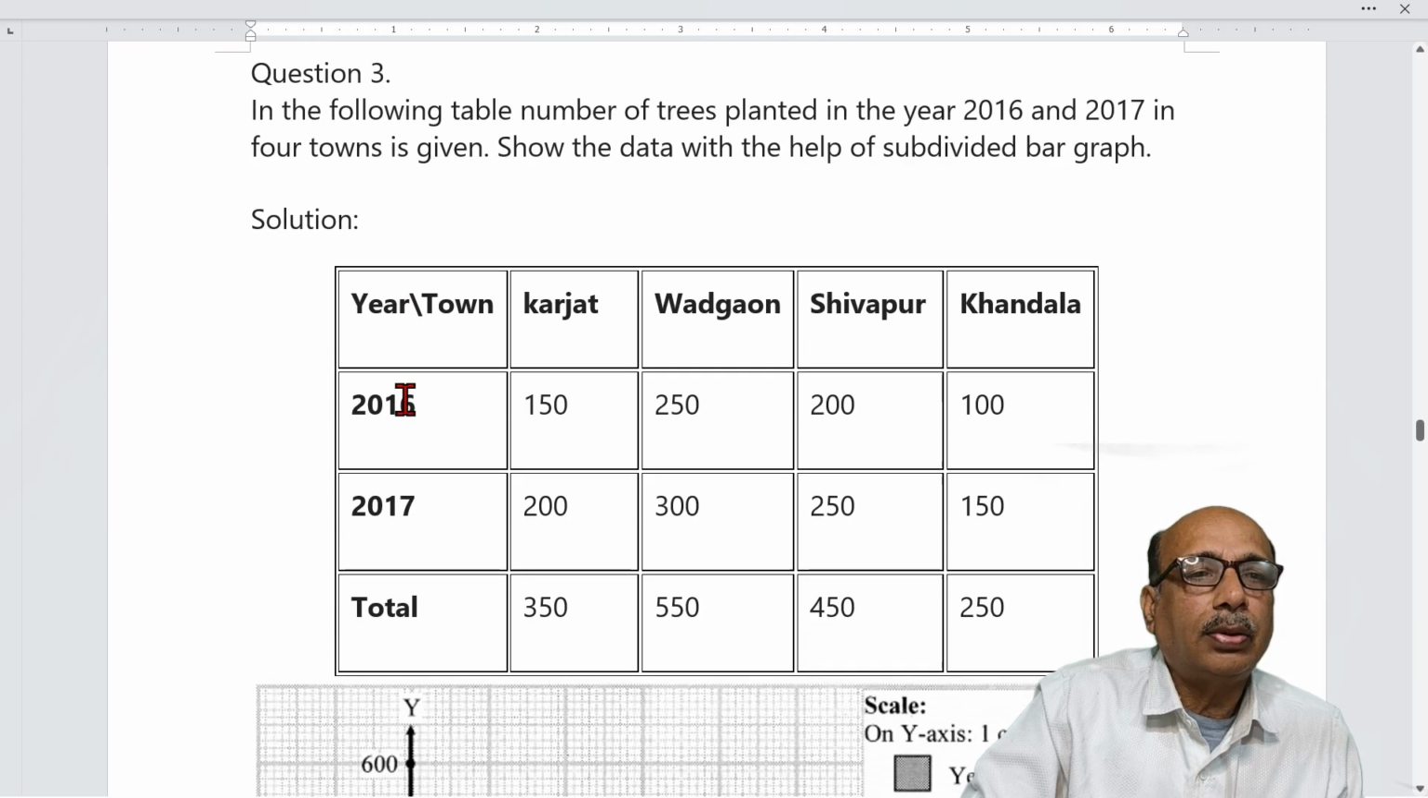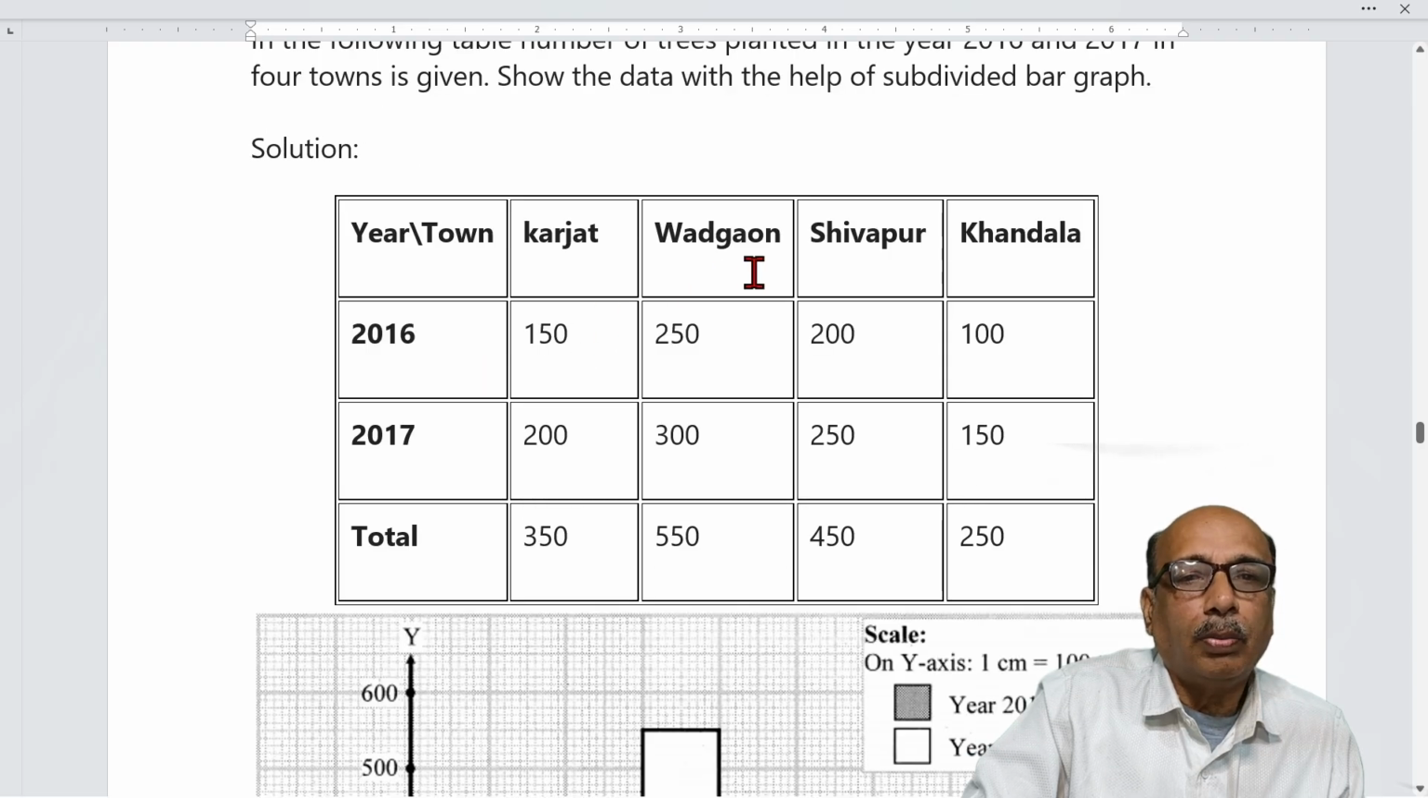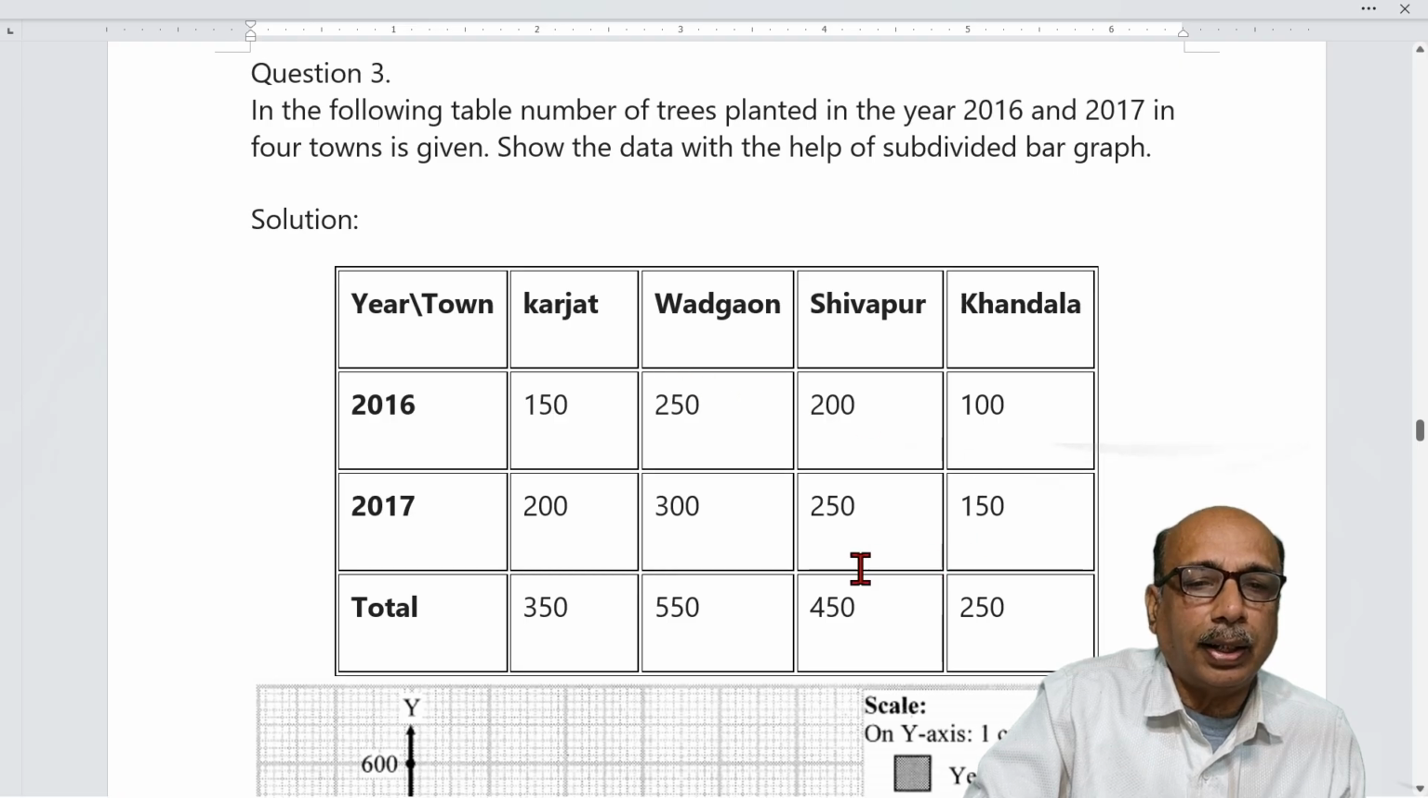Next, question 3. In the following table, the number of trees planted in the years 2016 and 2017 in 4 towns is given. Show the data with the help of a subdivided bar graph. Now here, on the x-axis what will we take? Vadgaon, Shivapur and Khandala are the towns given. And in which years? 2016 and 2017. And here the number of trees planted is given.